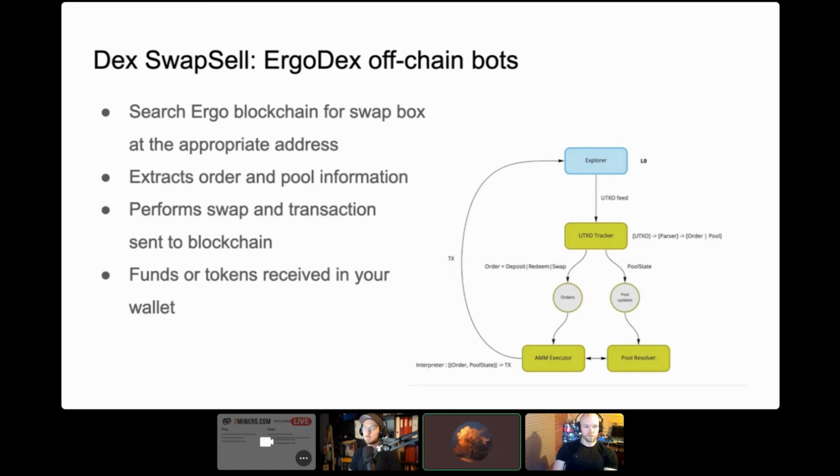And then once it finds one, it extracts the information in it, mainly the information for the order to execute, so the token, the amount, and then also the necessary pool information that you want to perform the swap with. And then once it has this information, it can execute the transaction, and then creates an output box with your public key and the swapped token that you chose.